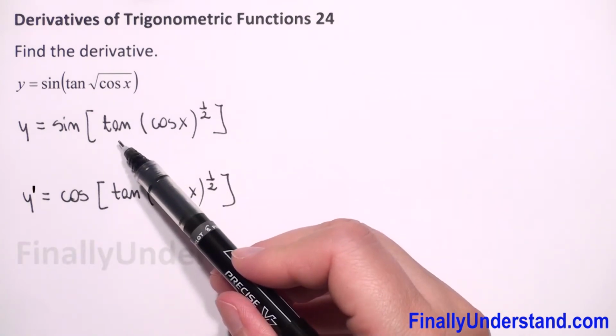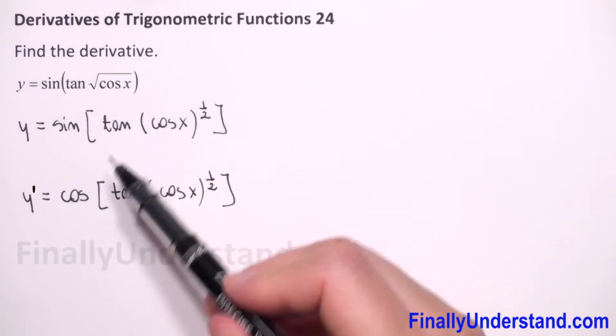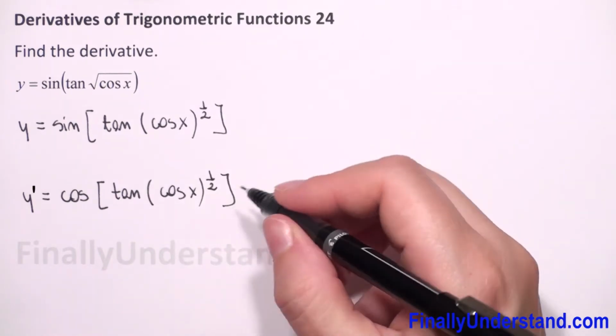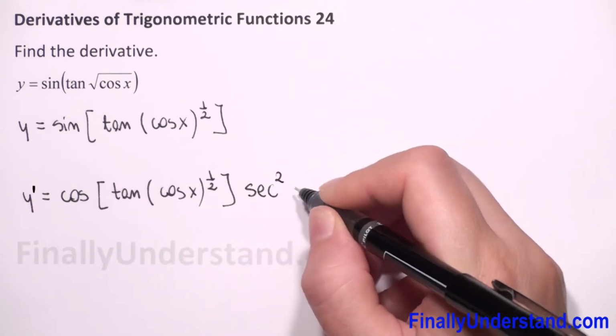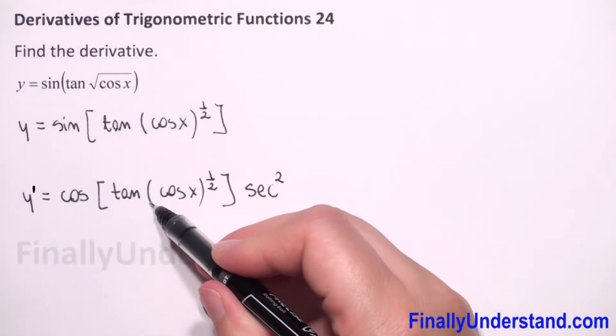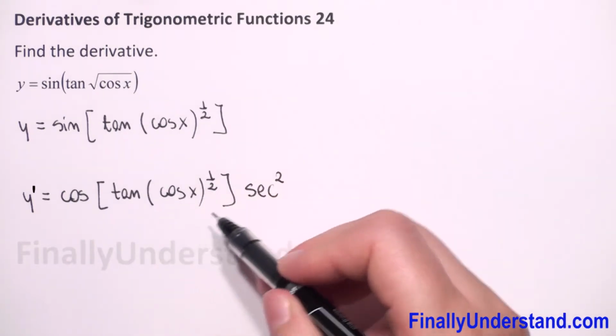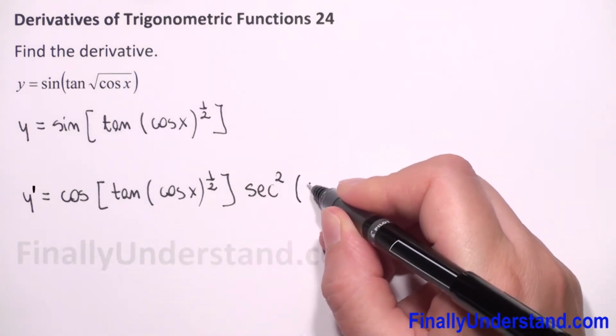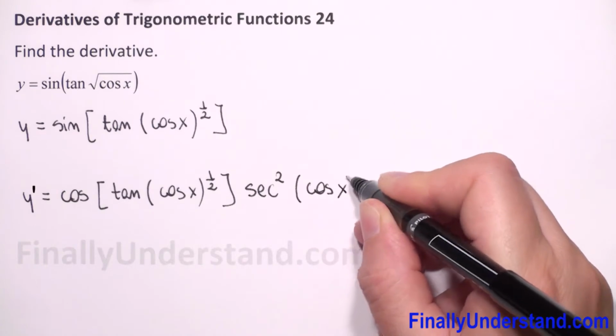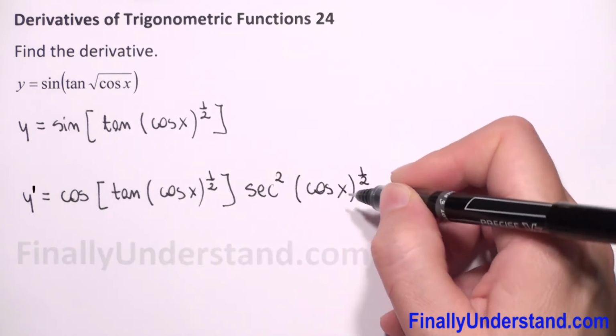The derivative of tangent is secant square. So we have secant square, and we have to copy this whole expression in parentheses. So we have cosine of x to power 1/2.